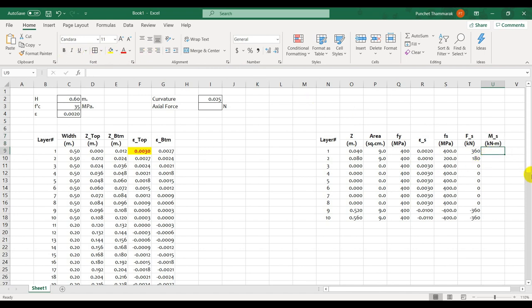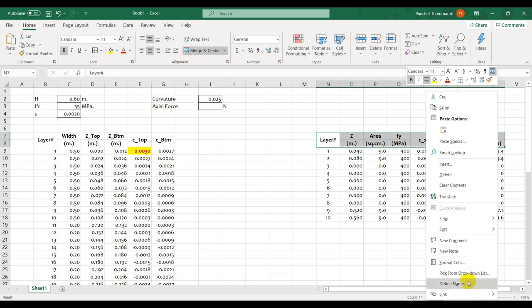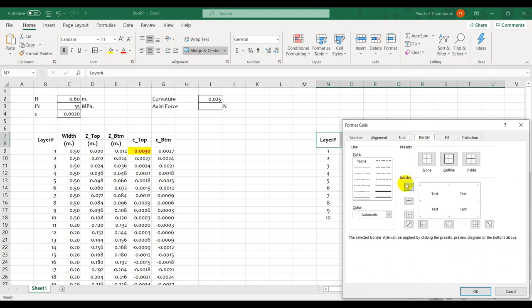We can refer to the top layer. When you calculate the moment, you have the moment arm. So we take the force multiplied by the distance C, and the kilonewton meter comes out like this. Yeah, that depends on the location. Okay, and that's all for the steel. Format cell, border.